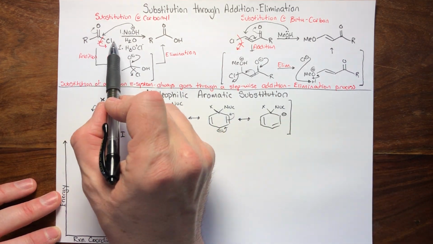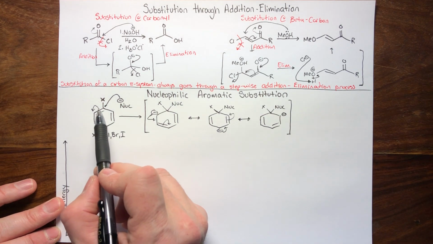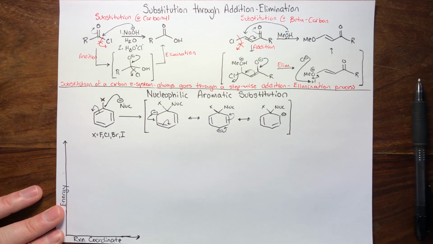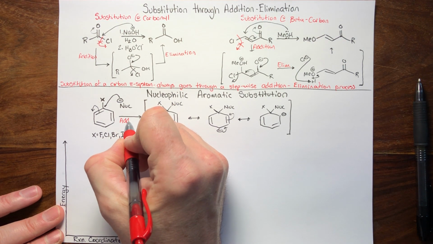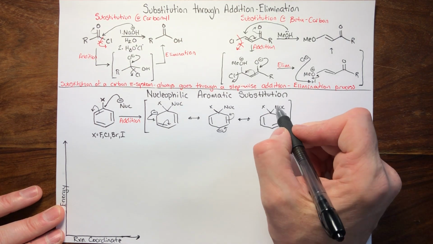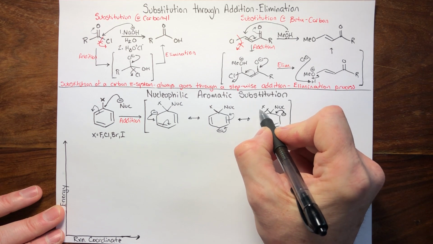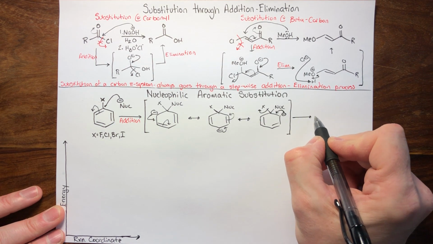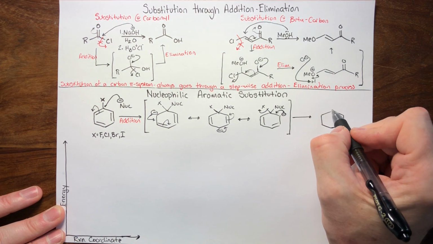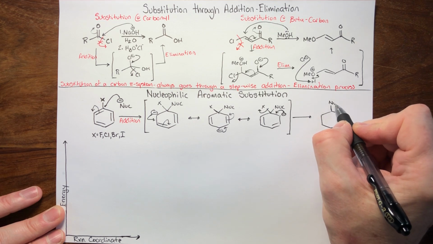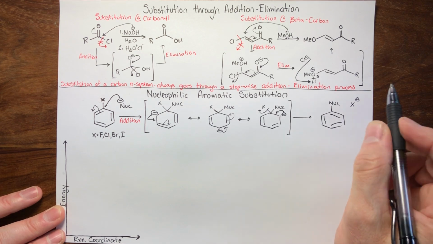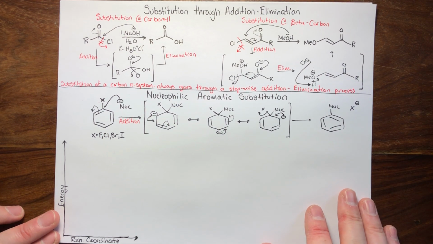And then just like these other substitution reactions, it proceeds through a stepwise mechanism where the first step is going to be addition and the formation of an anionic intermediate. And then the second step will be elimination, where we kick out the leaving group to form our substitution product through rearomatization.